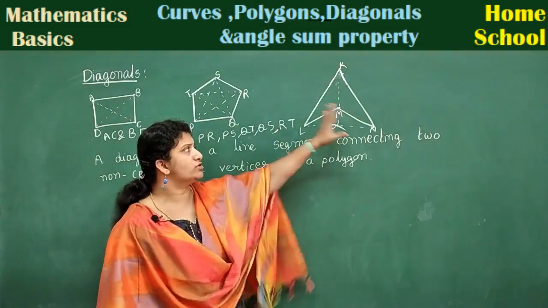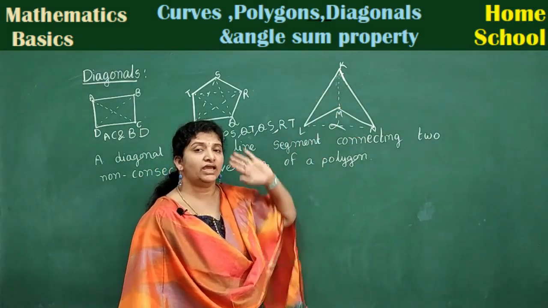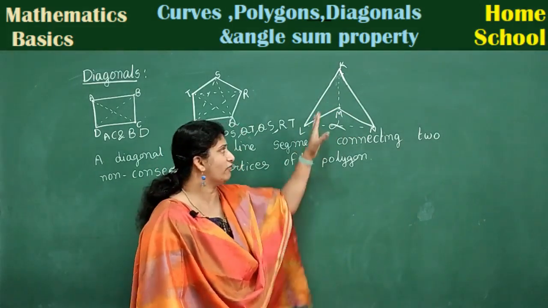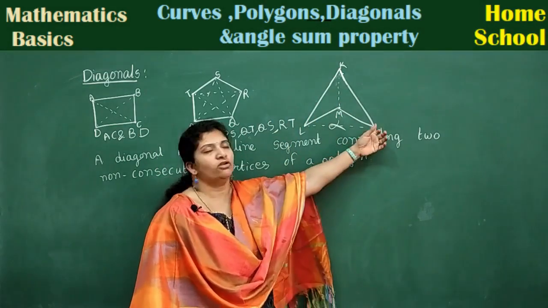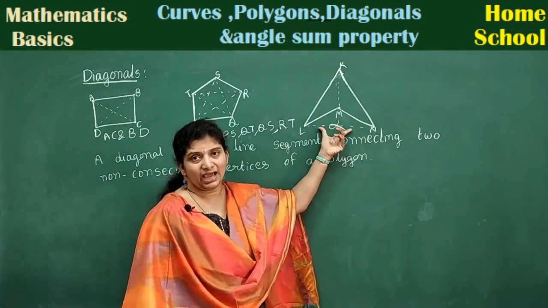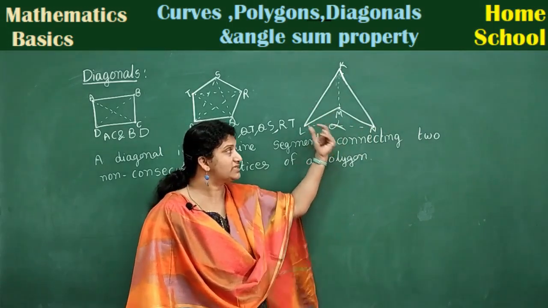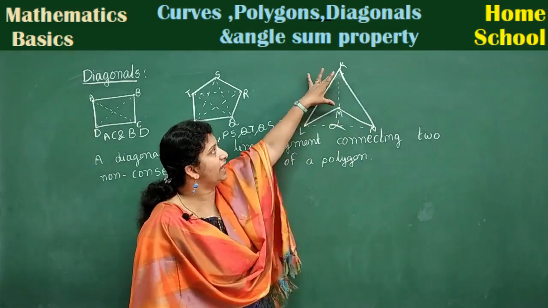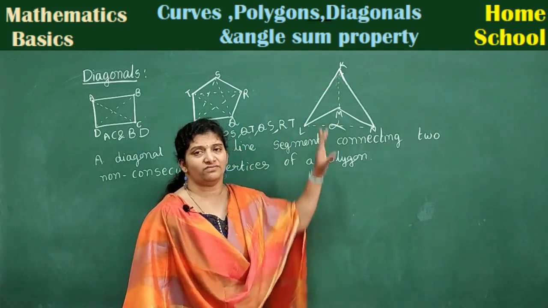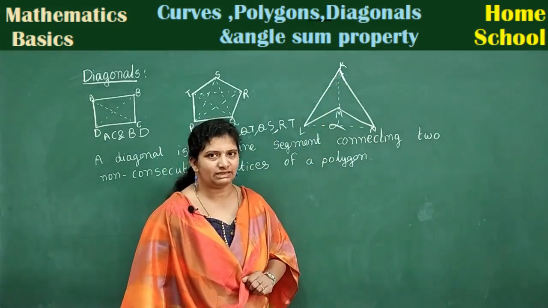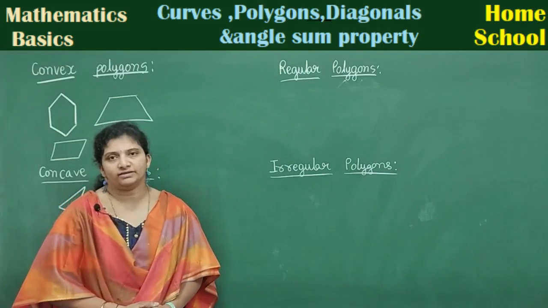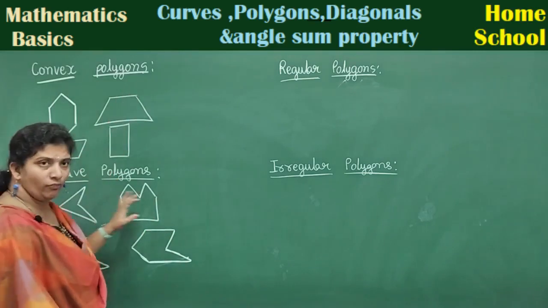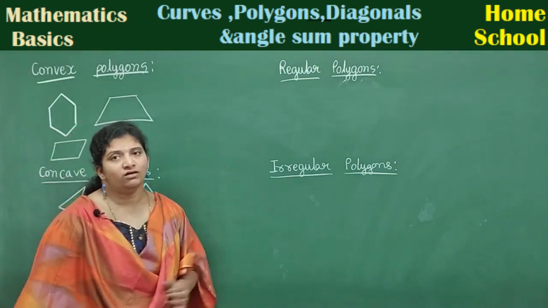As it has 4 sides, a diagonal is a line segment connecting two non-consecutive vertices of a polygon. Though if you join non-consecutive vertices, this line segment will be outside the polygon, so I cannot consider it a diagonal. I may consider KM as a diagonal for this polygon. Okay, is it clear? Let's see the types of polygons. In types of polygons, we can classify them as convex polygons, concave polygons, regular polygons and irregular polygons.